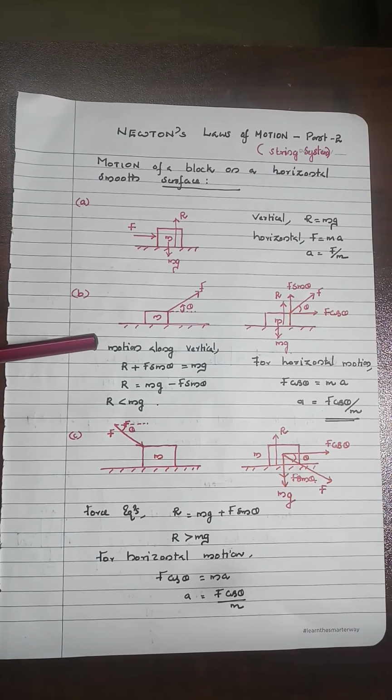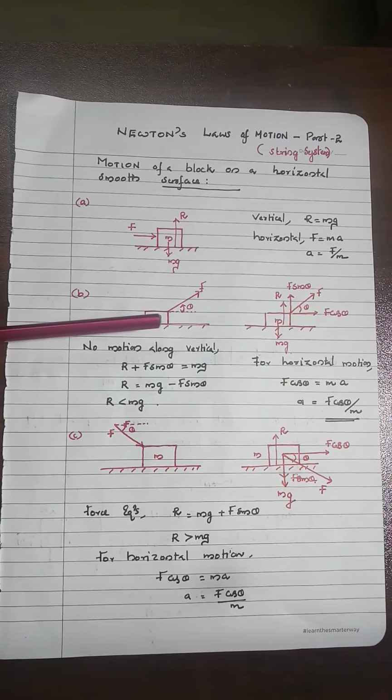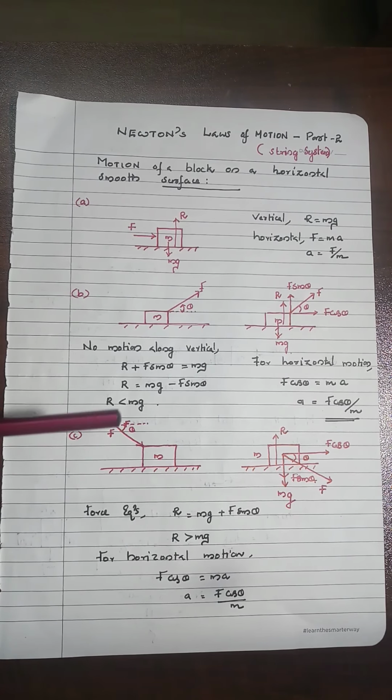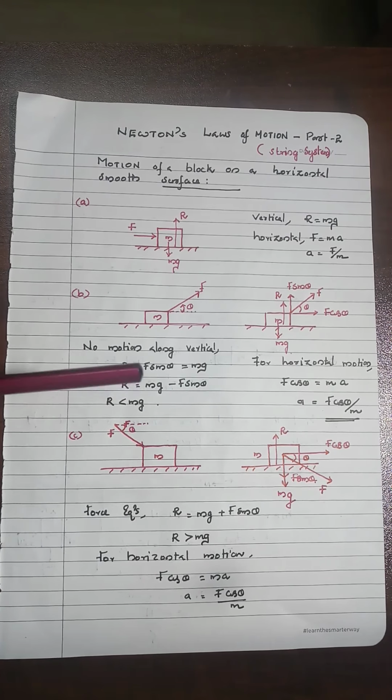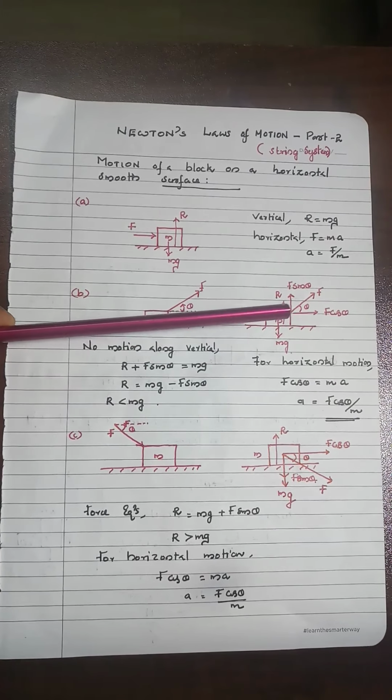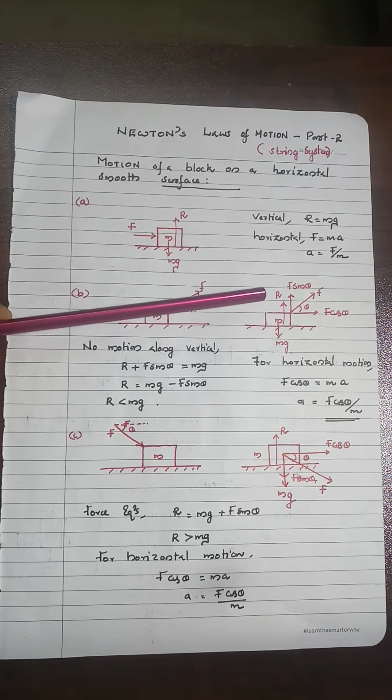But the second case is very important, and here the pulling force is acting at an angle theta with respect to horizontal. How can we manage it? Keep in mind this very important point: we must convert that inclined force into horizontal and vertical directions. That means force F splits into two components, F sin theta along vertical and F cos theta along horizontal. So in addition to the reaction, F sin theta is acting vertically.